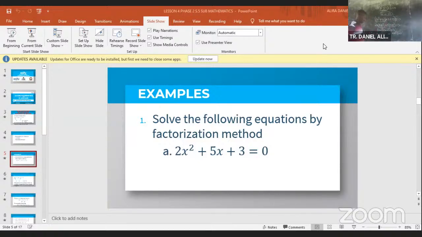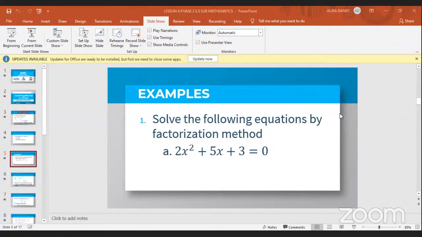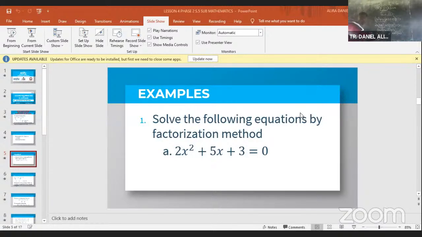So if x plus 1 equals 0, what is the value of x? If x plus 1 equals 0, what should be the value of x? Yes? x equals -1. Very good. x equals -1. Good.